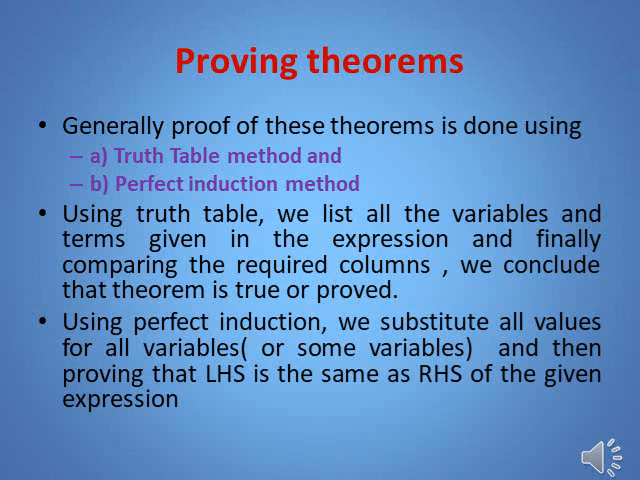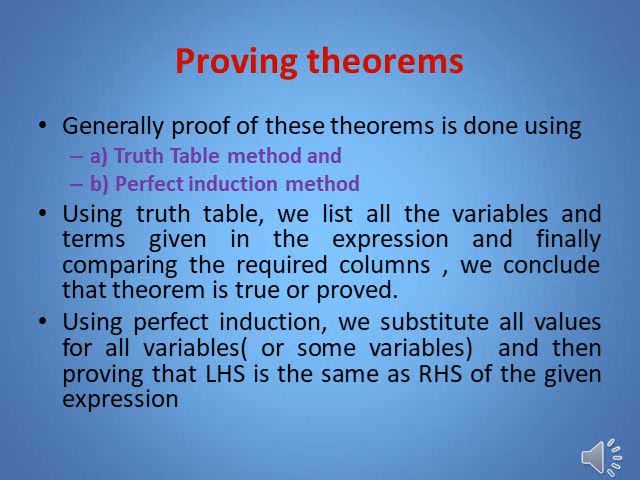We prove all these theorems using two methods. One method is using the truth table method, which is the simplest one. To draw the truth table, of all the variables, we write the values to these variables, various combinations of inputs, and accordingly we write the output. The required columns we compare and come to the conclusion that the theorem is true or proved.